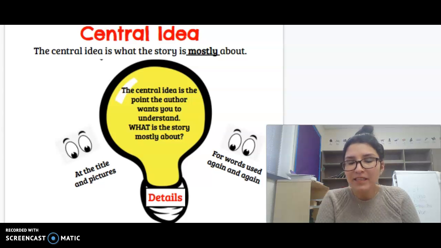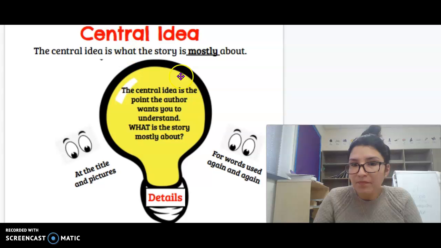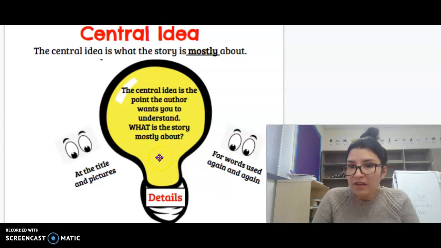Hi there, for reading today, we are going to be reviewing Central Idea. The central idea is what the story is mostly about. So, this right here, the little light bulb, the central idea is the point the author wants you to understand. So, you need to think, what is the story mostly about?